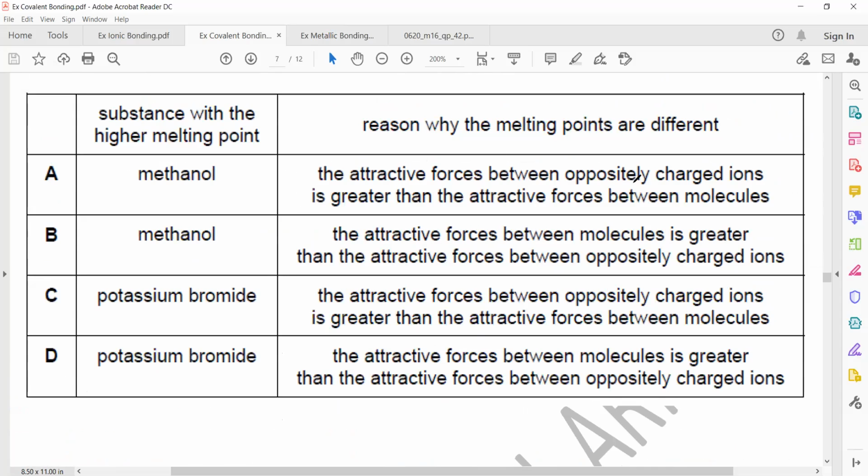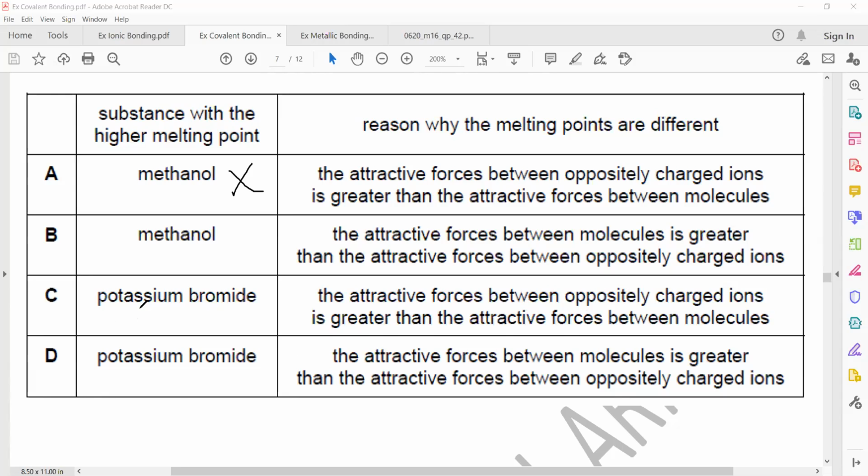The attractive force between the oppositely charged ions, that's wrong. Why is it wrong? Because methanol is a covalent compound. A covalent compound does not have charge or ions, they have molecules. The attractive force between the molecules is greater than the attractive force between the oppositely charged ions. Then for potassium bromide, the attractive force between oppositely charged ions is greater than the attractive force between the molecules.